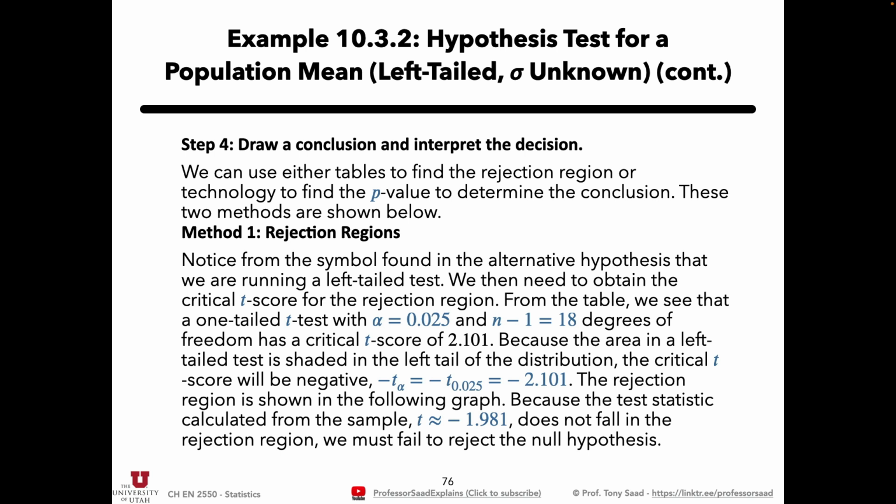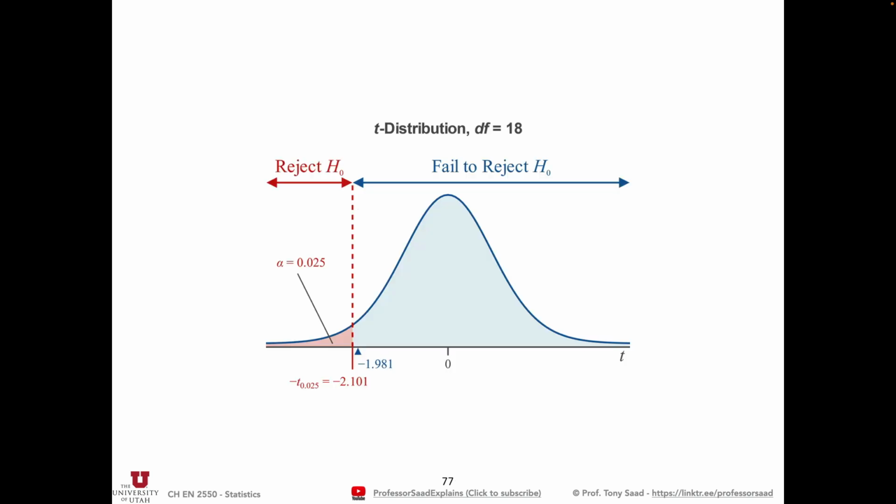So we need the t-score such that the area to the left of that t-value is 0.025, or 2.5%. The number of degrees of freedom is 19 minus 1, which is 18. Then you get this t-score, which is minus 2.101, for the critical value. But the sample statistic was minus 1.981, which doesn't fall inside the rejection region. And therefore, we fail to reject the null hypothesis, okay?